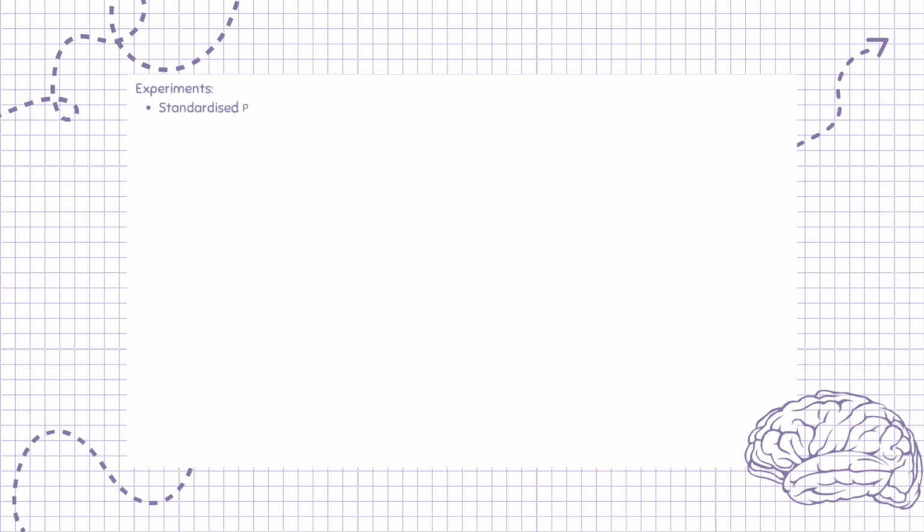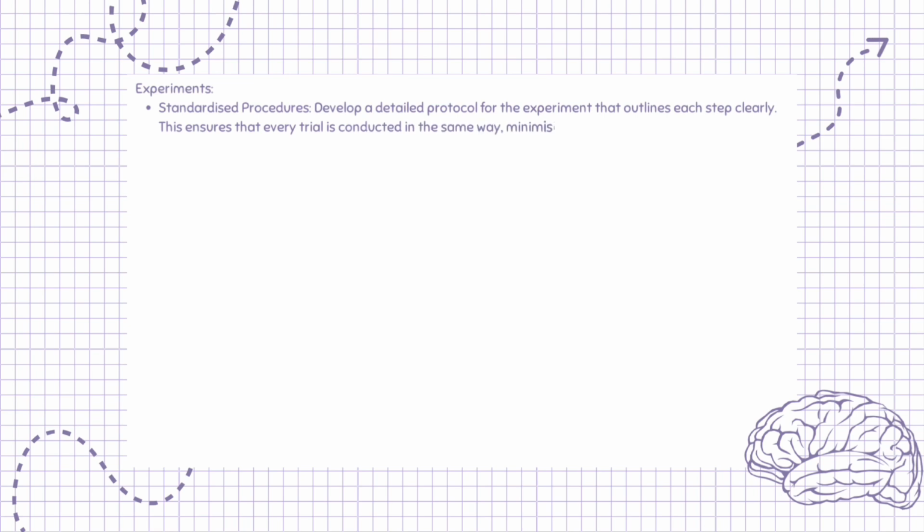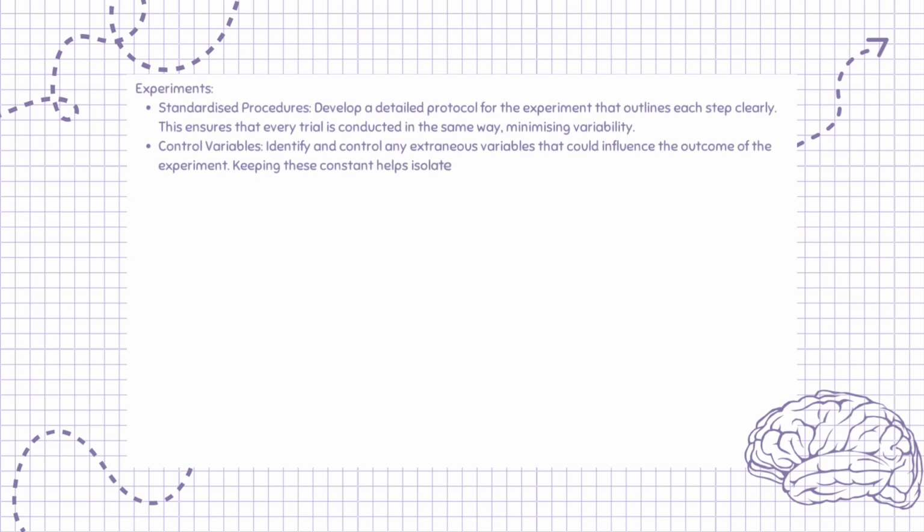Standardized procedures. Develop a detailed protocol for the experiment that outlines each step clearly. This ensures that every trial is conducted in the same way, minimizing variability. Control variables. Identify and control any extraneous variables that could influence the outcome of the experiment. Keeping these constant helps isolate the effect of the independent variable.